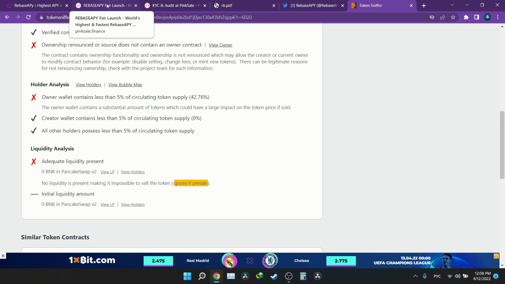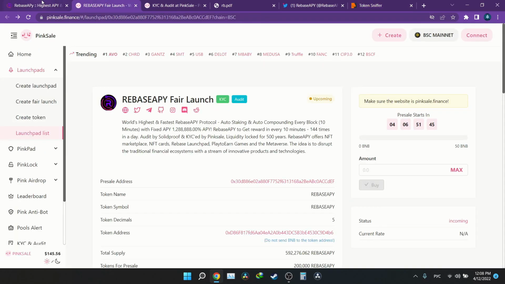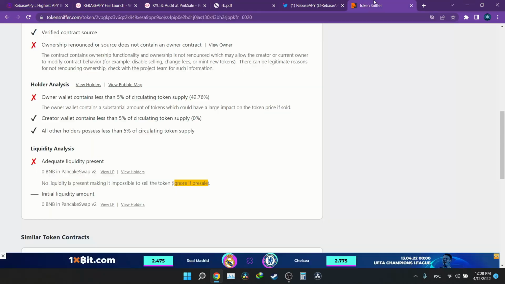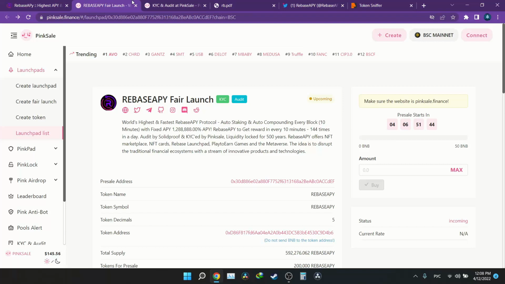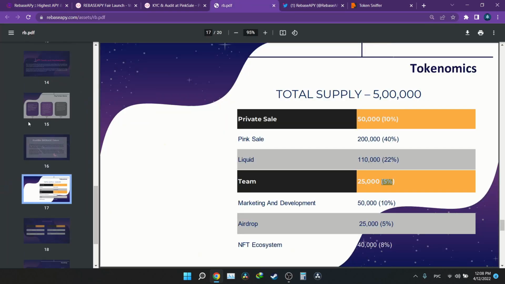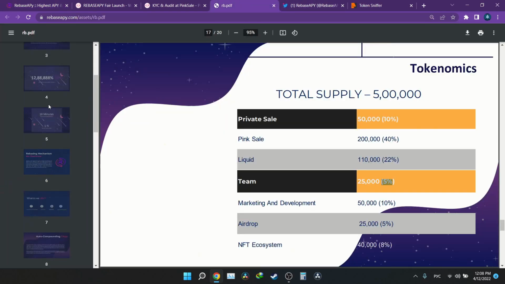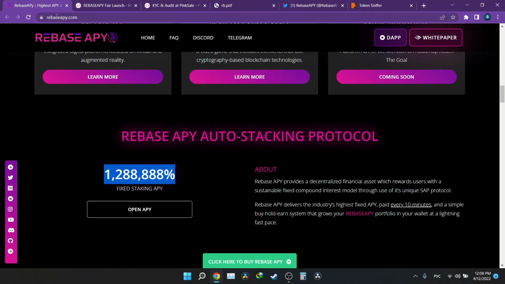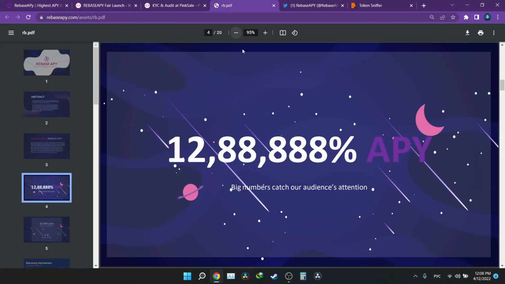That is why I would tell you to ignore it, because there are too many scammy things about this project. But not only that, if you go to the webpage, you see the percentage here is over 1 million, right? But if you go to the white paper, it is right here. Do you see something different? So it is 12,000 here and 1 million here.